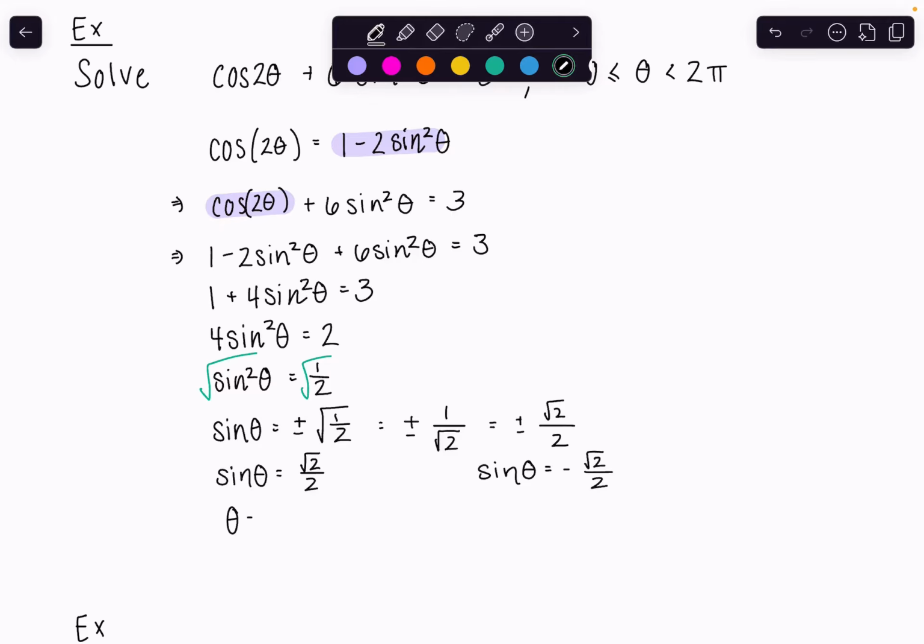So sine of theta is positive root 2 over 2 in quadrant 1, which would happen at pi over 4, and then quadrant 2, which is 3 pi over 4. So those two are solutions. And then to get negative, that would be quadrant 3 and quadrant 4 with that 45-degree reference angle. So that's 5 pi over 4 and 7 pi over 4. Okay, so those are the 4 solutions.